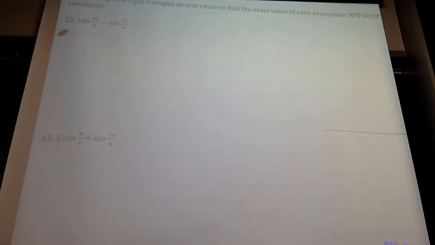Okay, so we're going to start off with just looking at each angle measure.